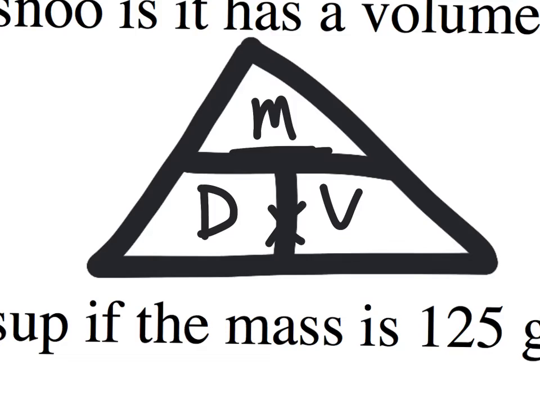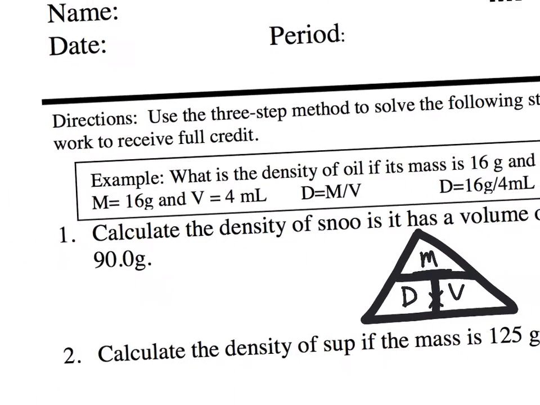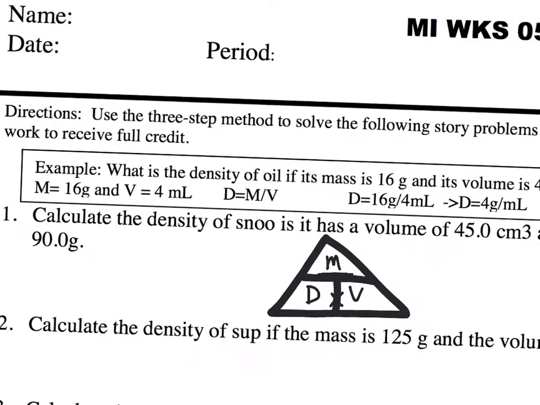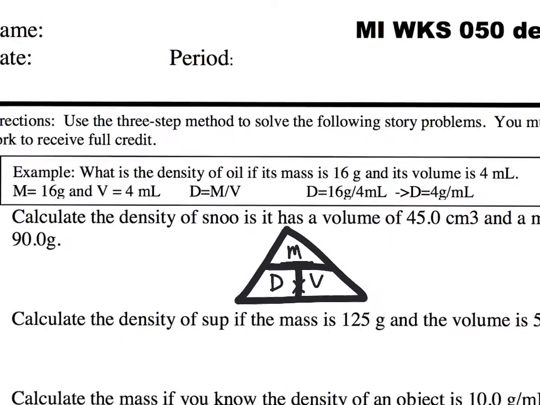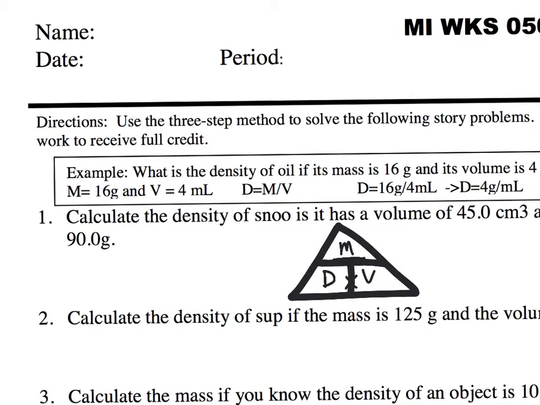So let's look at the first example in the box there. What is the density of oil if its mass is 16 grams and its volume is 4 milliliters? The first thing you want to do, following the 3-step method like we talked about, is write out that M equals 16 grams. Don't forget to put the g for grams. Got to label the numbers everywhere. V stands for volume. We said there were 4 milliliters, so you write 4. Don't forget the mL for milliliters. So that's your first step.